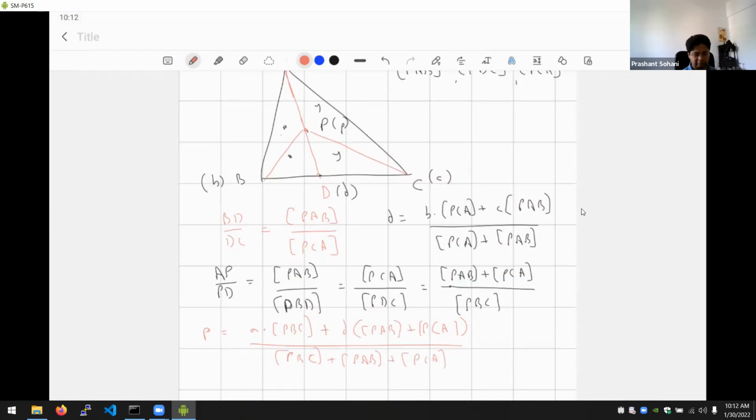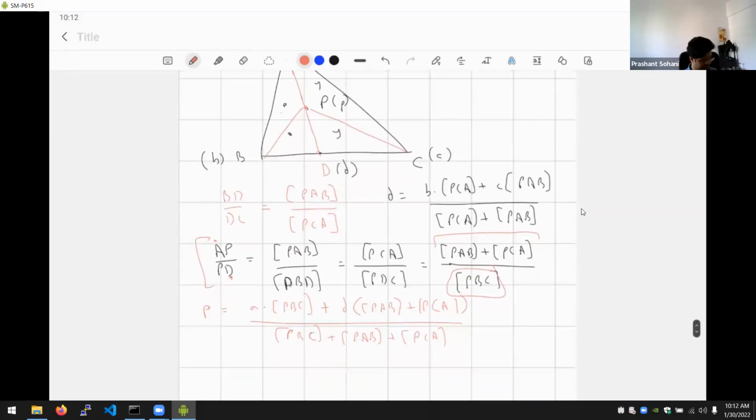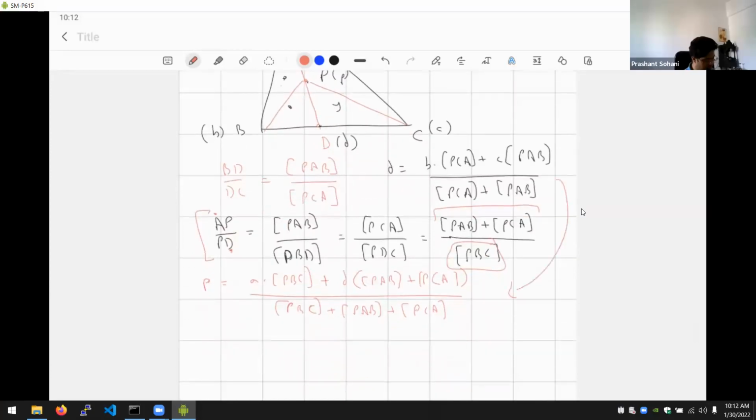Okay, I hope you are following how I'm applying section formula every time. It is simply cross multiplication, right? So in this ratio AP upon PD, the coordinate of A will be multiplied by the weight on the denominator. So that is why A is being multiplied by PBC, and the coordinate of D will be multiplied by the numerator. So that's why D is being multiplied by PAB plus PC. Yes, sir.